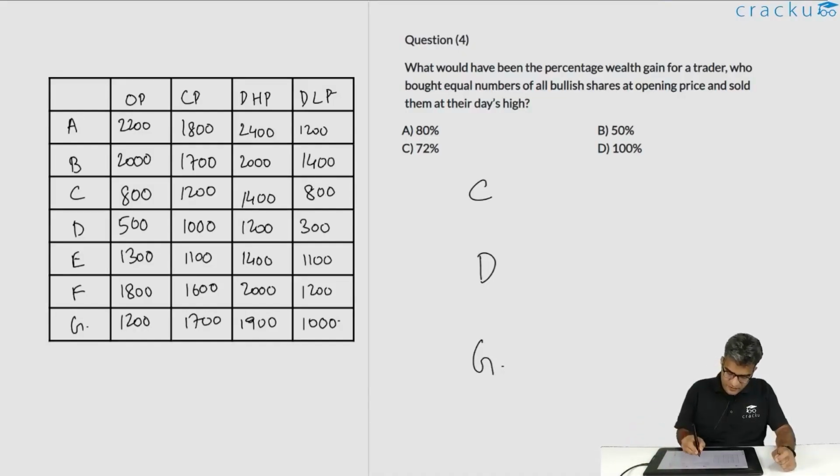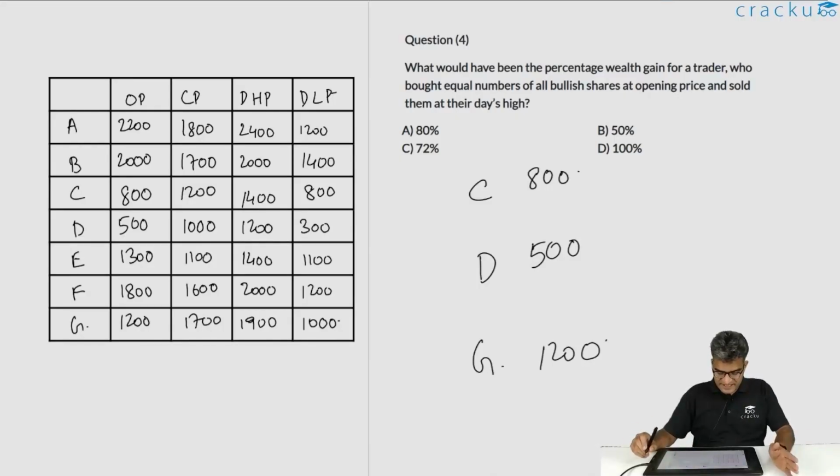So C he would have bought at 800. D he would have bought at 500. G he would have bought at 1200. He would sell C at the highest daily price, which is 1400. D he would sell at the day's highest, which is 1200. And G he would sell at the highest, which is 1900.